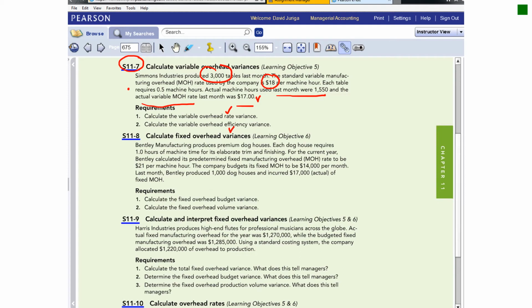So you're going to be comparing the $17 to the $18. Again, this one looks good because you paid less than the standard. And again, in a moment, I'll walk you through the next slide to get you the actual numbers.